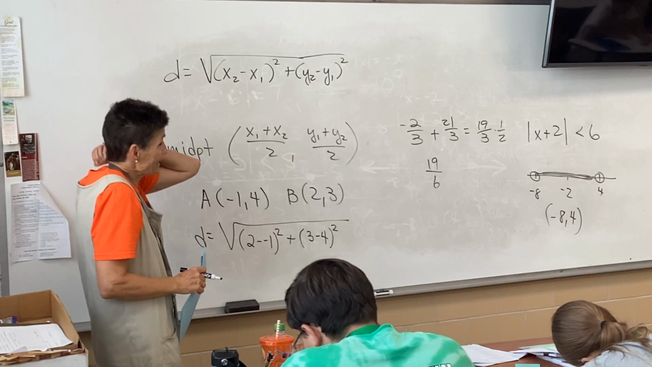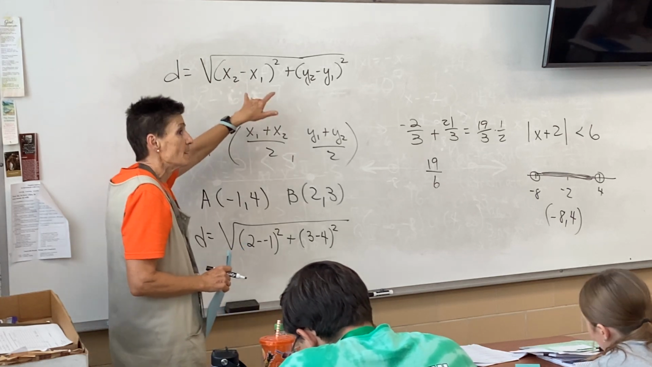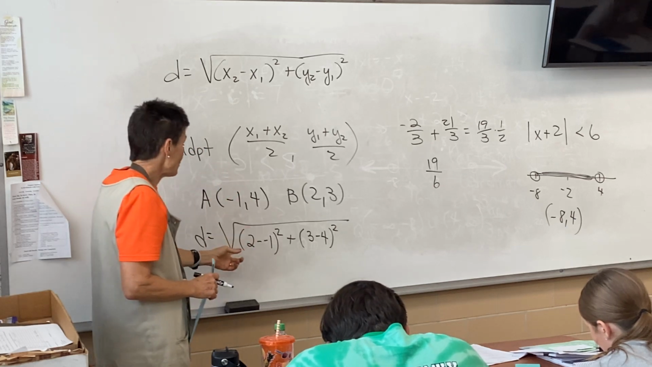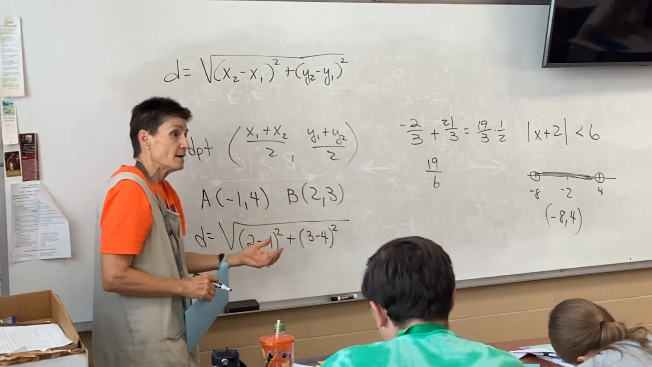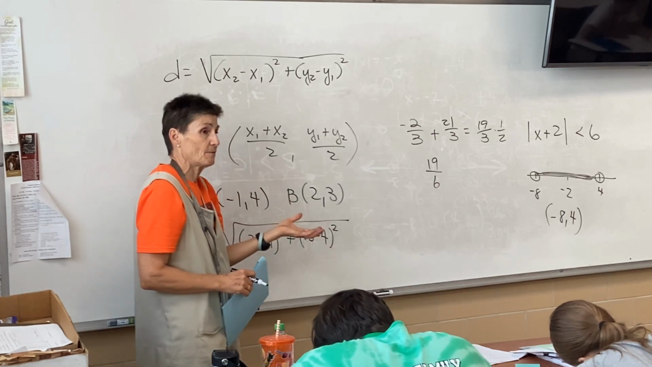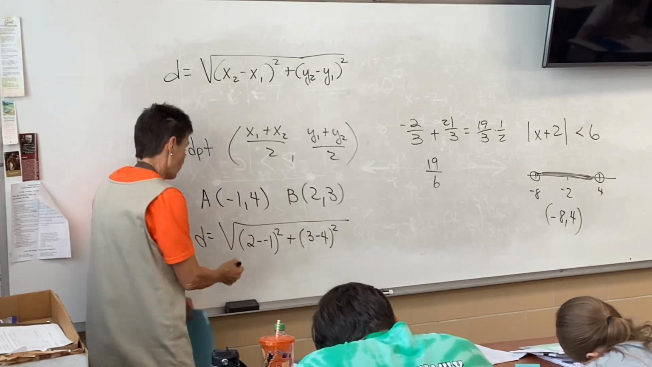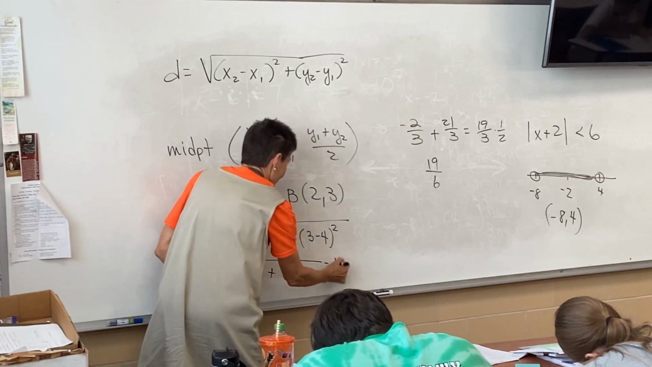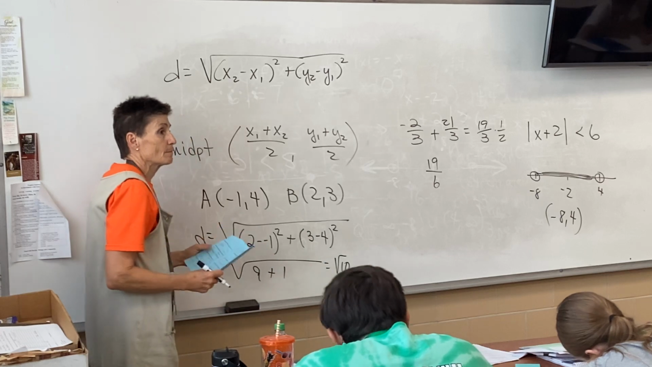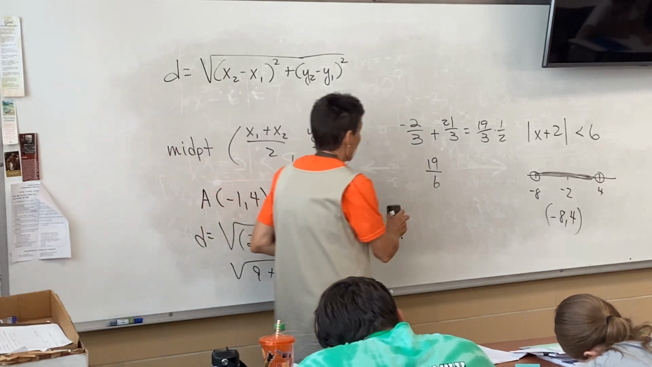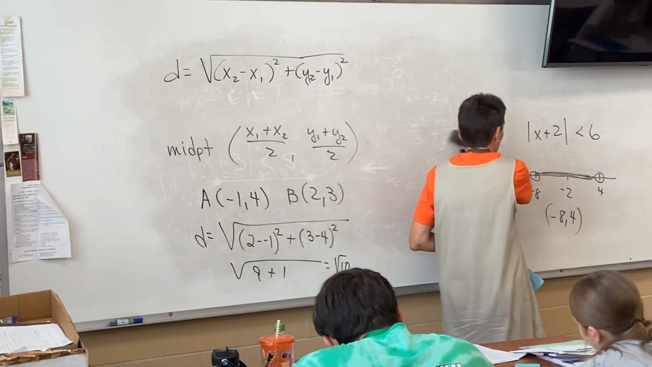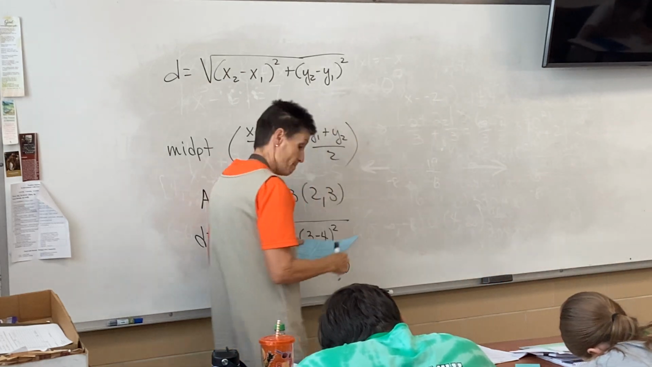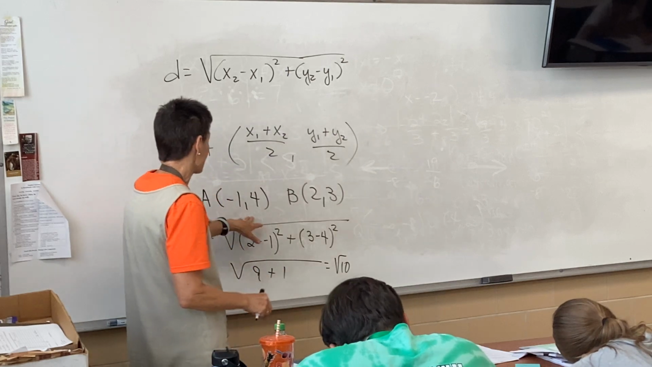By the way, let's not get all hung up on order here, because since we're squaring, it's not gonna matter. If I do 2 minus negative 1, I get 3. If I do negative 1 minus 2, I get negative 3. But when I square, I get 9 either way, so it doesn't matter. Did you get root 10? All right, any question about that? Square root of 10 is your answer. Everybody good? All right, let's find the midpoint of the same 2 points.